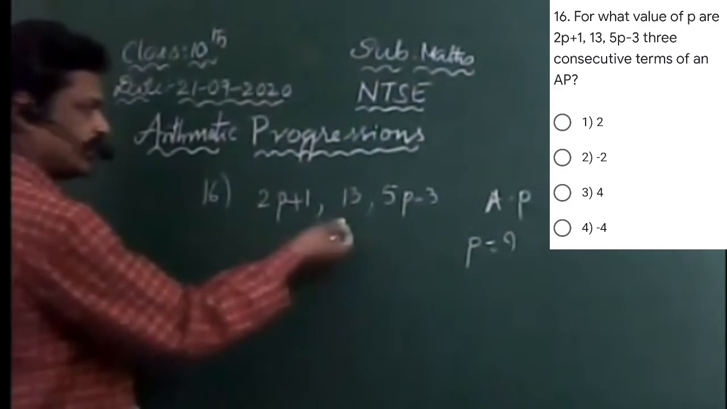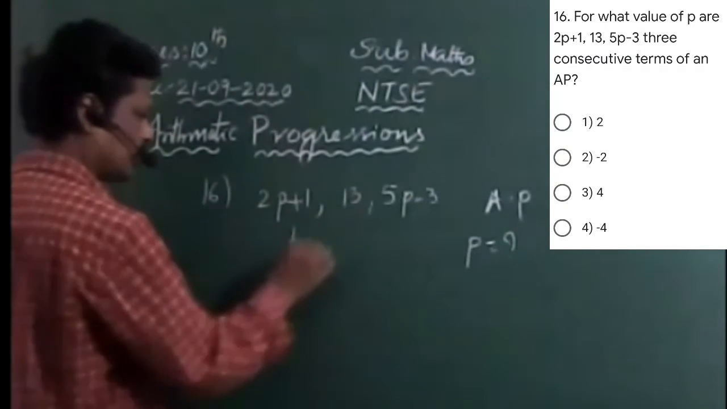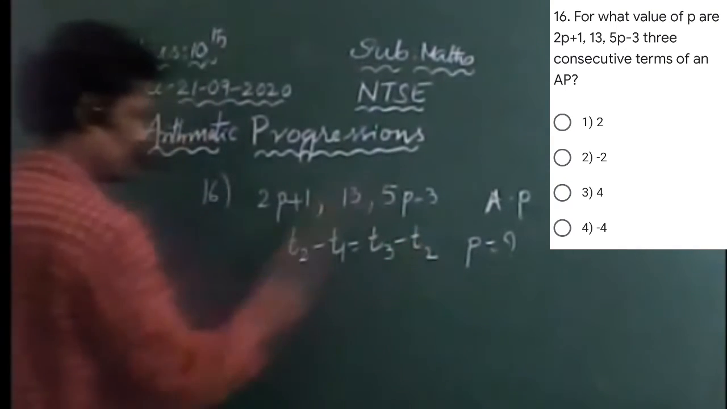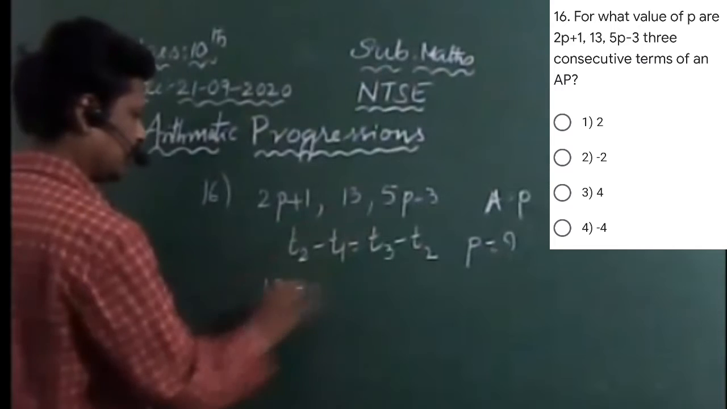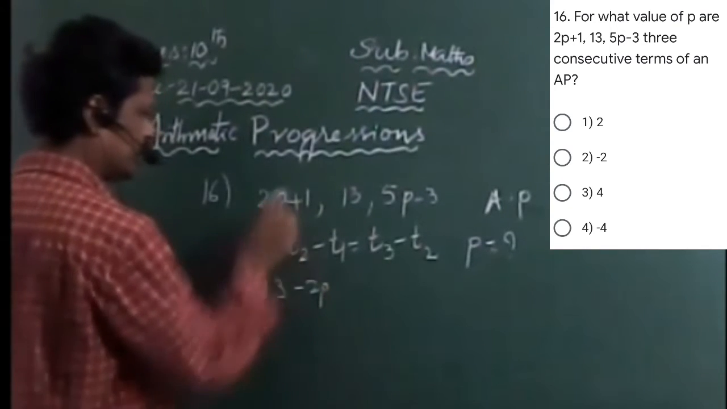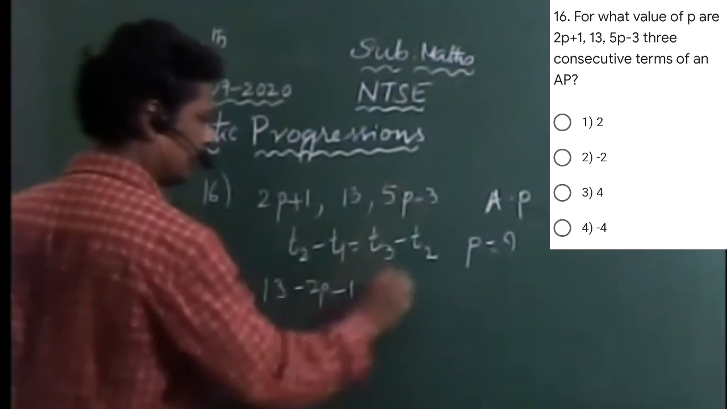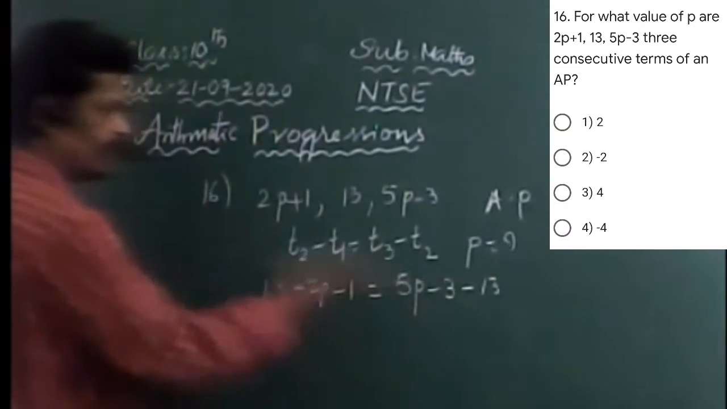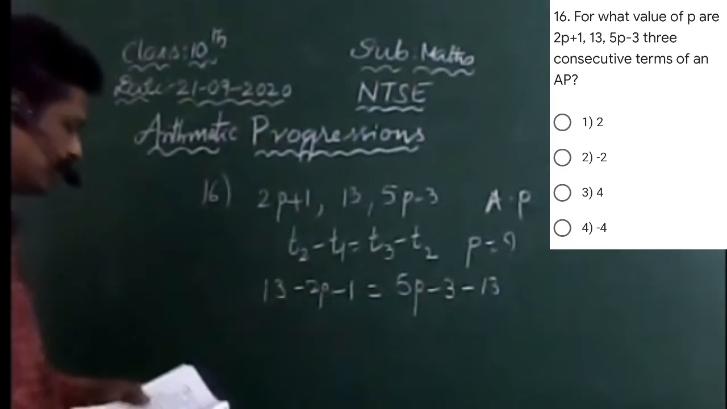So the common difference will be the same. T2 minus T1 equals T3 minus T2. Substitute the T2 value: 13 minus (2p minus 1) equals T3, 5p minus 3 minus T2 is 30. Simplify and transpose it. You will get the p value.